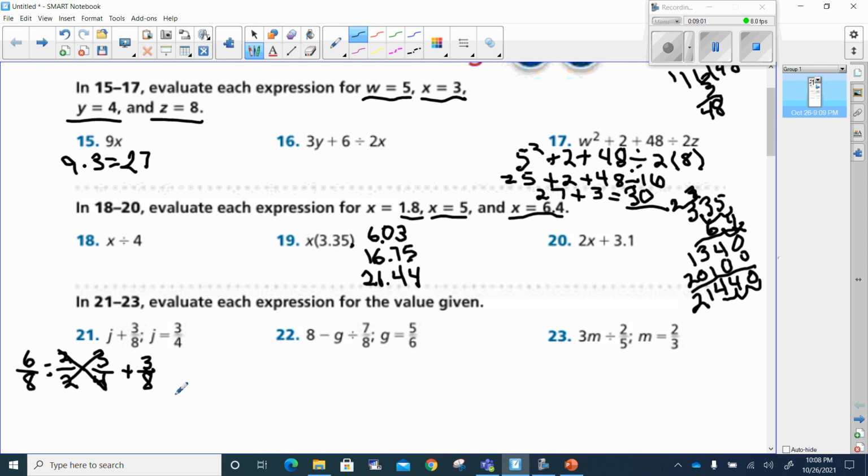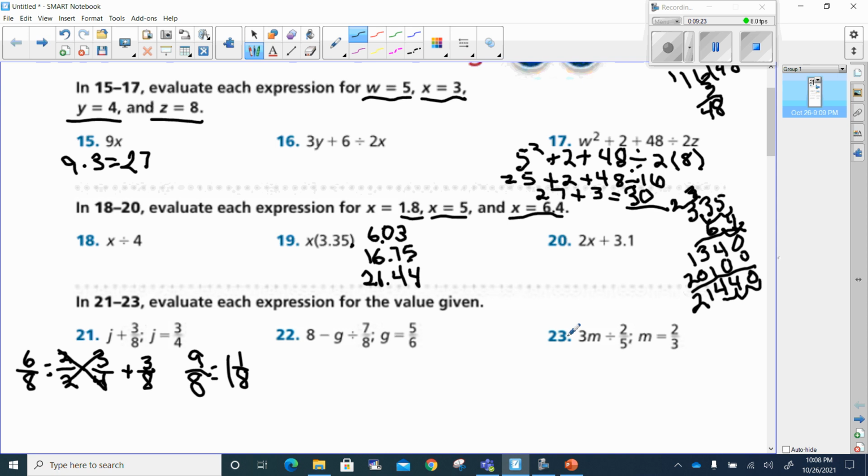Now that my denominator is the same, I'm allowed to add my numerators. 6 plus 3 is 9. So that gives me 9 over 8. And now I can go ahead and simplify this. This is really 1 1/8. Every fraction is a division problem. This is 9 divided by 8. 8 goes into 9 one time with 1 left over.